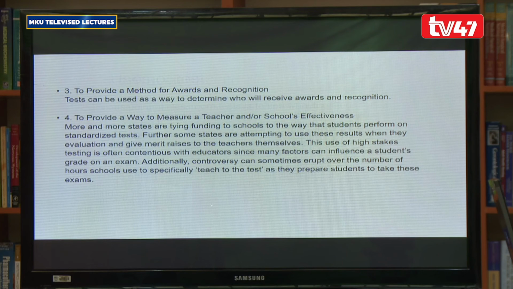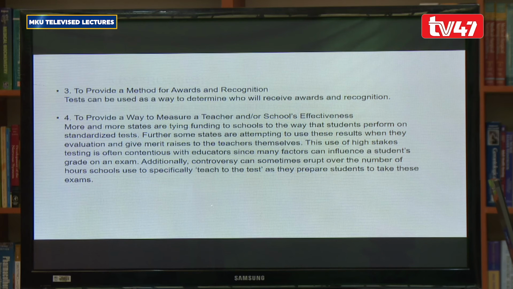Thirdly, they are used to provide a method of awarding and recognizing learner achievement. For example, those who have done well are recognized and awarded accordingly. And for those who have done poorly, mechanisms are laid to help them improve where they are not performing well.